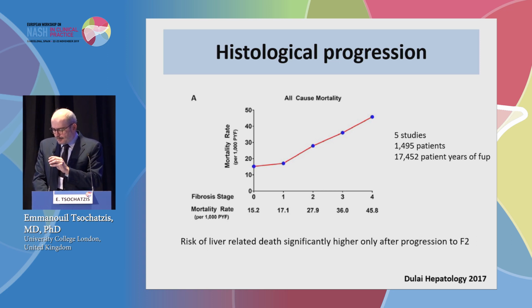This again is an individual patient meta-analysis, and it shows that the risk of liver-related events increases significantly only once the patient reaches F2 fibrosis stage. It might mean that also these patients might have developed liver-related events if they lived long enough, but maybe it's cardiovascular risk which is more pronounced there, and I will show you data on that.